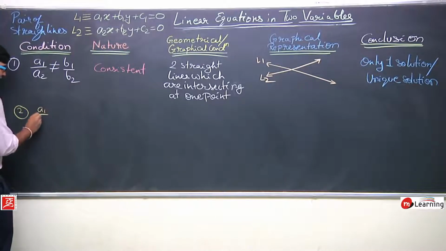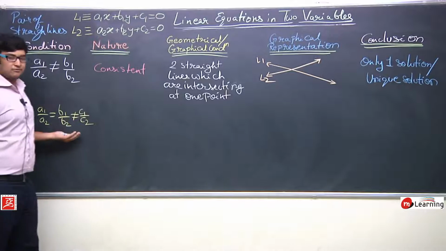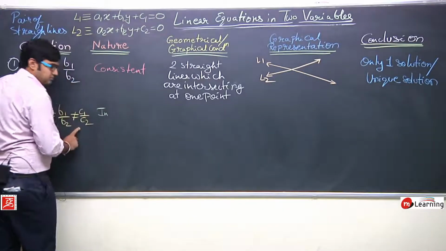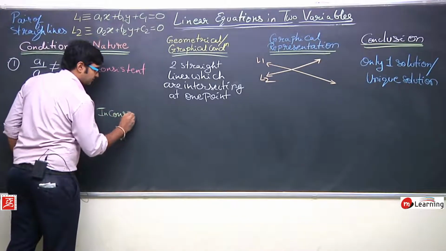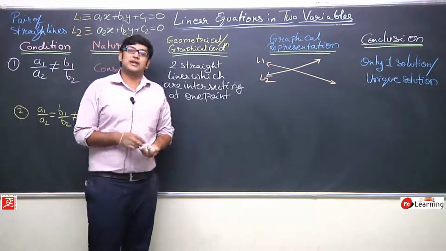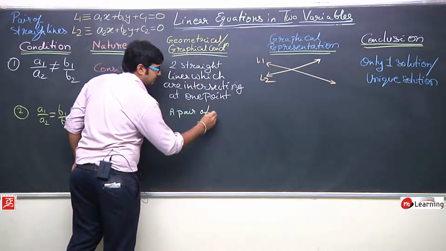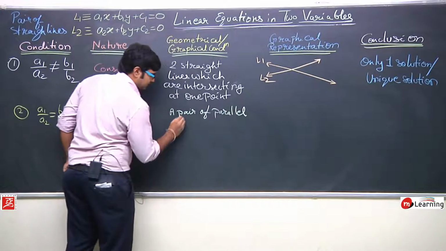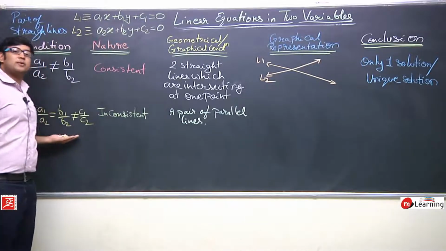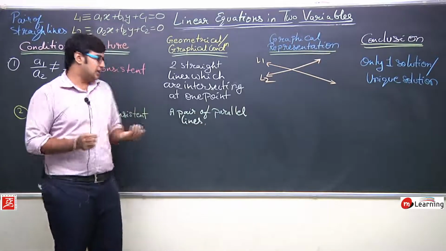Now the second condition is a1 upon a2 is equal to b1 upon b2, but this is not equal to c1 upon c2. So we have studied this kind of graph. What will be the nature? The nature of these equations, the pair of linear equations, will be inconsistent, and what it will represent graphically or geometrically, we will say it will represent a pair of parallel lines. So if a1 upon a2 is equal to b1 upon b2 but not equal to c1 upon c2, then it will represent a pair of parallel lines.